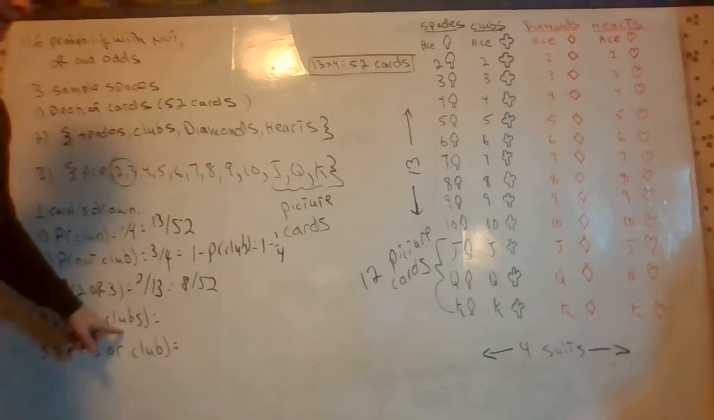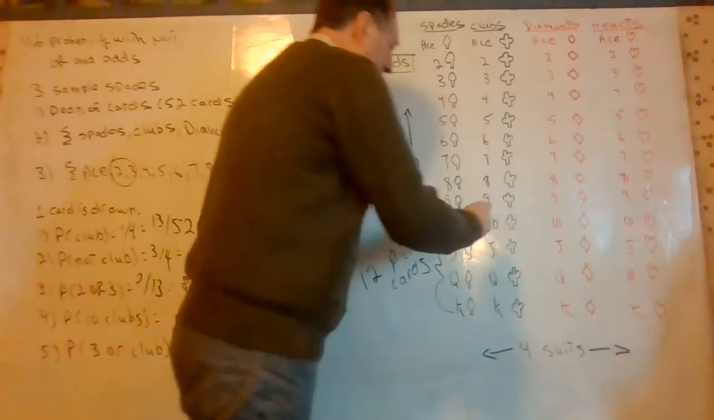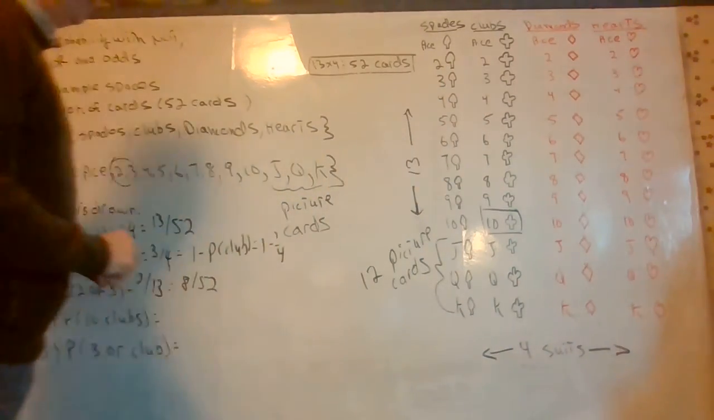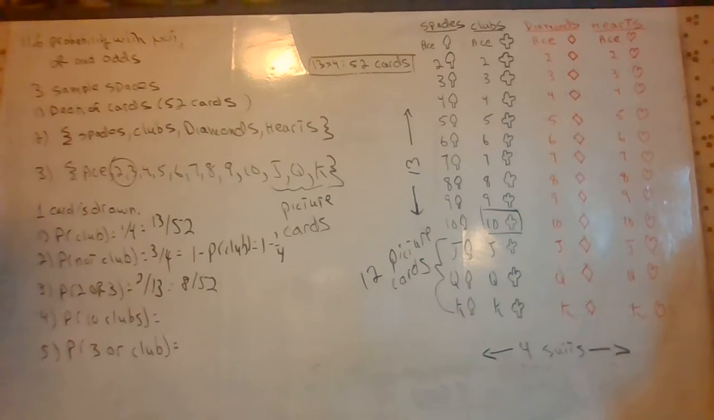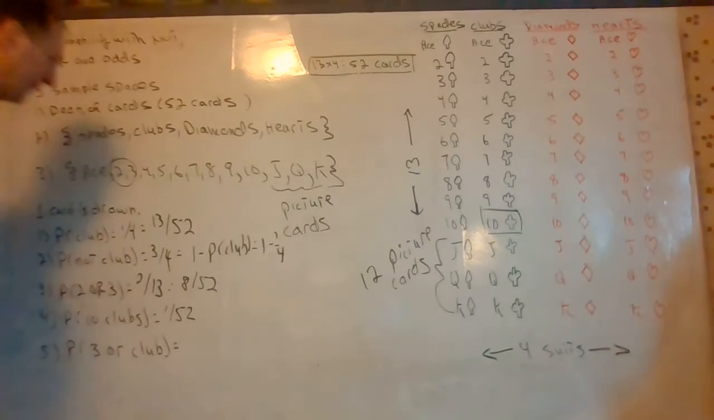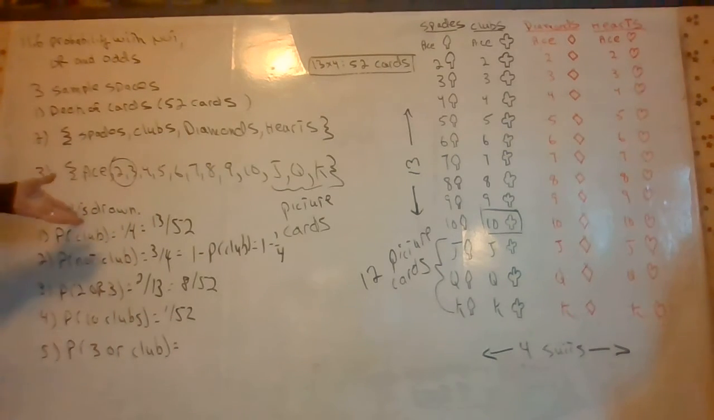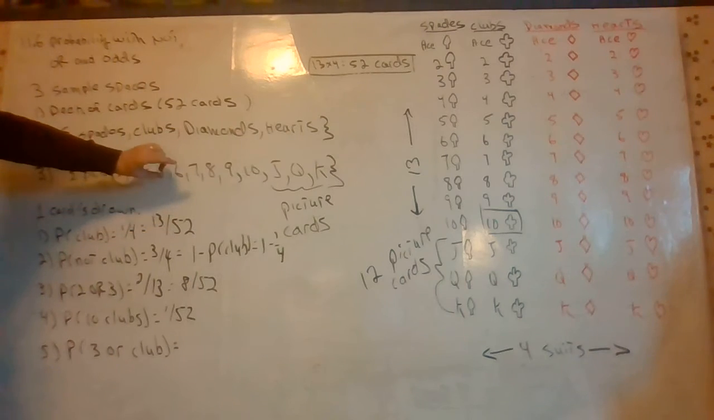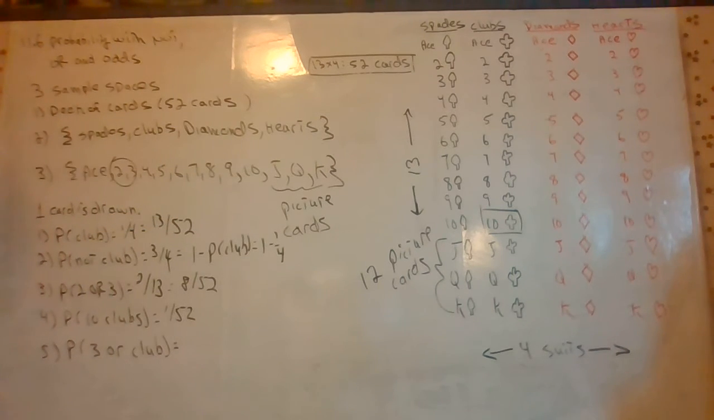Probability of the 10 of clubs. 10 of clubs is right here. Guess what? There is only one of them. If there are 2, the poker player you're playing with is cheating. So 1 out of 52. Notice in this case, our only choice is to use sample space number 1. For the simple reason, 10 of clubs does not appear here, does not appear here. It's not a choice in the sample space.